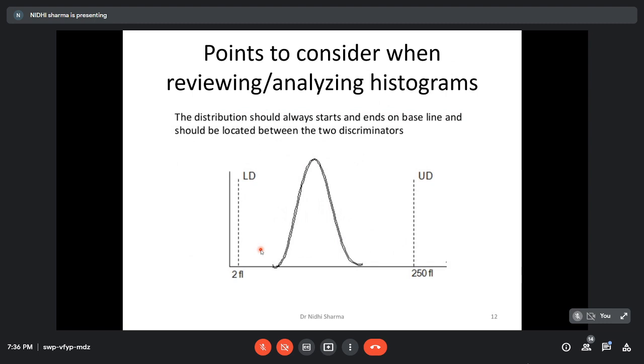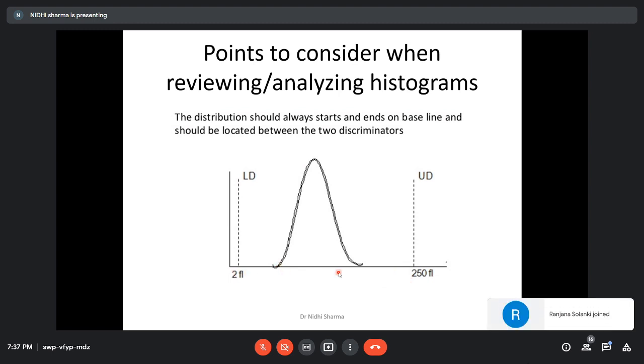For any cell to be labeled as a particular cell, for example as RBC or platelet or WBC, it is defined by two kinds of discriminators that are set on the histograms. So for any cell population that we are going to describe, we give it a lower discriminator, also called the LD, and an upper discriminator, which is called the UD. In this case, you can see I have taken some population of my interest and put it within two discriminators, lower and upper, and I have set my discriminators between 2 and 250 femtoliters. So any population that I am going to count and that comes within this size of 2 to 250 is going to be depicted in my histogram.